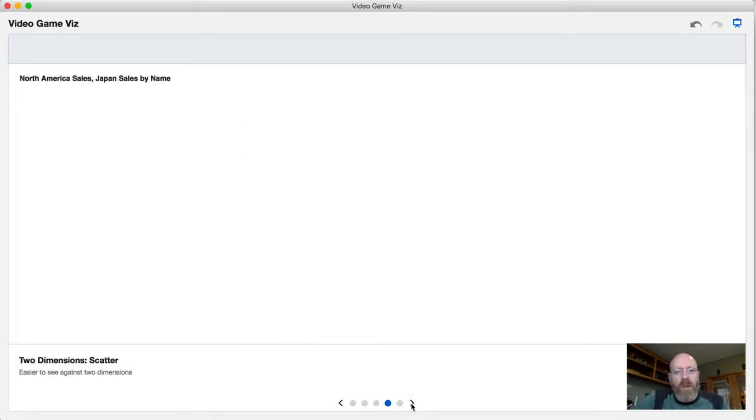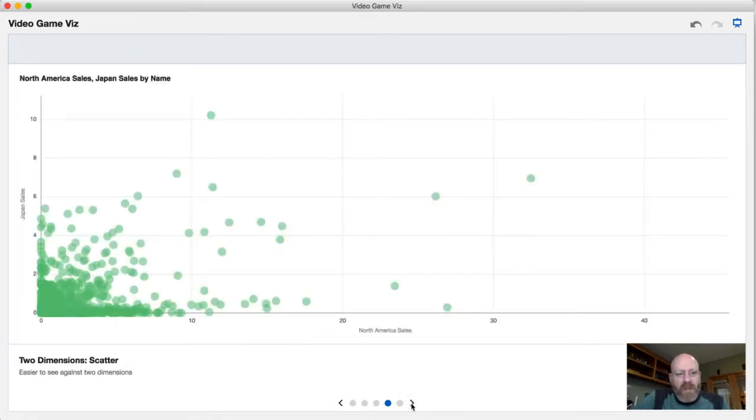Well, the first thing that you're going to want to look at is the scatter plot. A scatter plot is a great way to plot two metrics, two dimensions, against each other, and it makes it really easy for us to see here that, hey, Super Mario Brothers is popular in both countries. Something like Pokemon is very popular in Japan, not quite as popular in North America. Games like Duck Hunt and Grand Theft Auto 5 are very popular in the States, not as popular in Japan. So that makes it really easy.